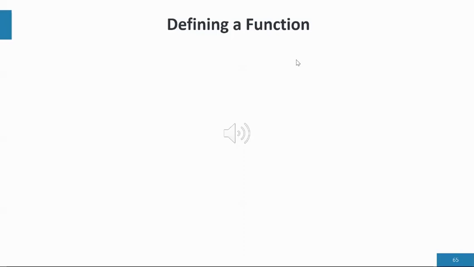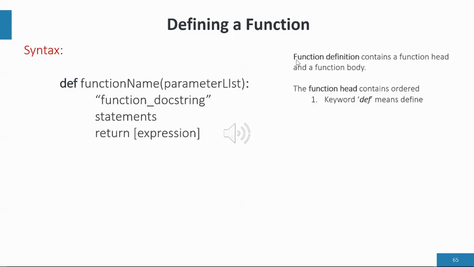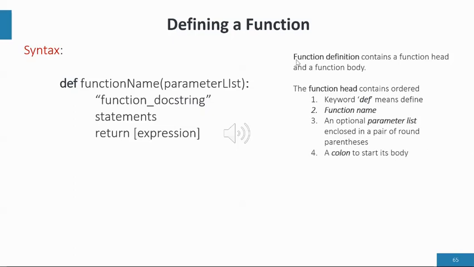How to define a function? Here is the syntax in Python to define a function. A function definition contains the function head and function body. The function head contains, in order, the keyword def, meaning define, then the function name, then an optional parameter list enclosed in a pair of round parentheses, and finally a colon to start its body.